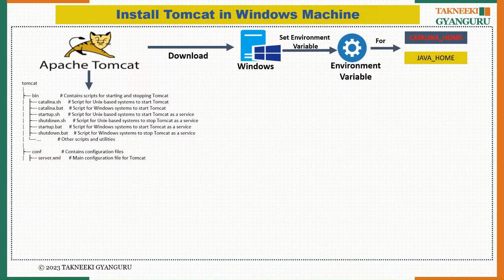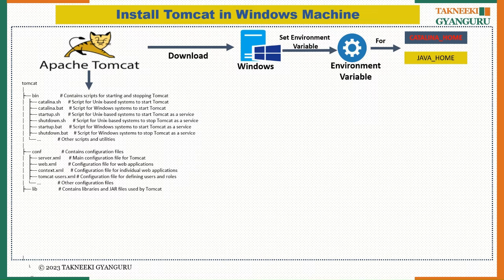Now the next one is the conf folder. Inside the conf folder we have server.xml, the main configuration file for Tomcat. We will not discuss it more. Web.xml is for the web applications. Context.xml is for an individual web application. Tomcat-users.xml is important. We will discuss this file because we need to configure or update some of the details in it.